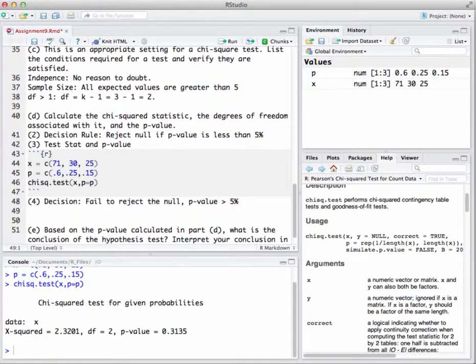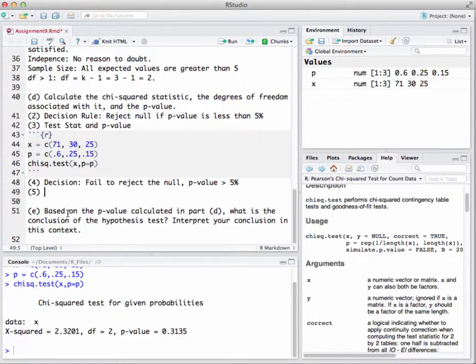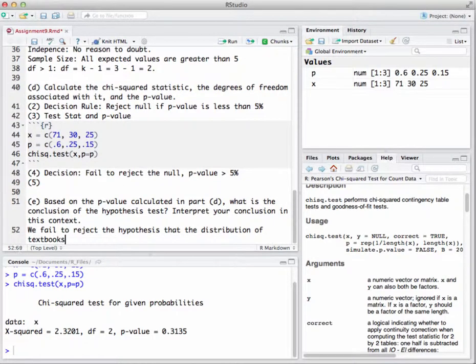And then last but not least, and probably the most important part of the entire hypothesis test, you have to give a conclusion, okay? So they do that for us in part E. So I'm going to skip my part 5 down to part E. Notice they ask us to do it, but don't forget that that's the fifth part here, okay? So we fail to reject the null hypothesis that the distribution of textbooks is as stated by the professor.